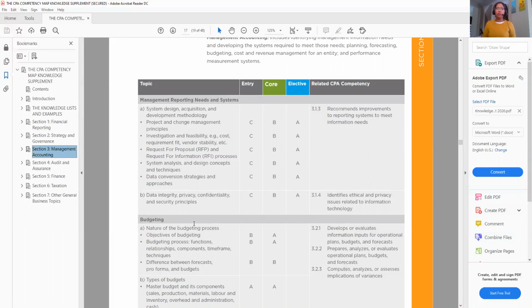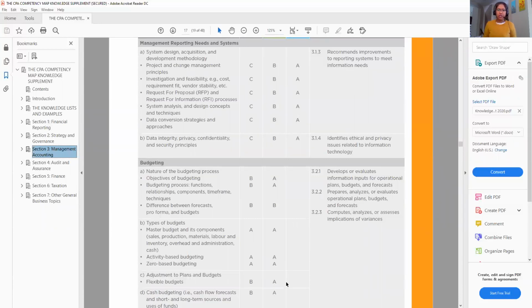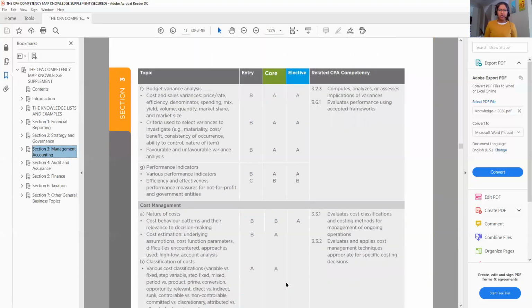So say for budgeting, when they're saying that it is at A level of expectancy, that means you can expect a full-fledged budget preparation problem as an AO in any case setting. So you should be prepared, you should be very well aware about what a budget is, how to prepare it, what factors are affecting a budget, and the complexity of any budget preparation. So you see, all the budgeting is at A level.